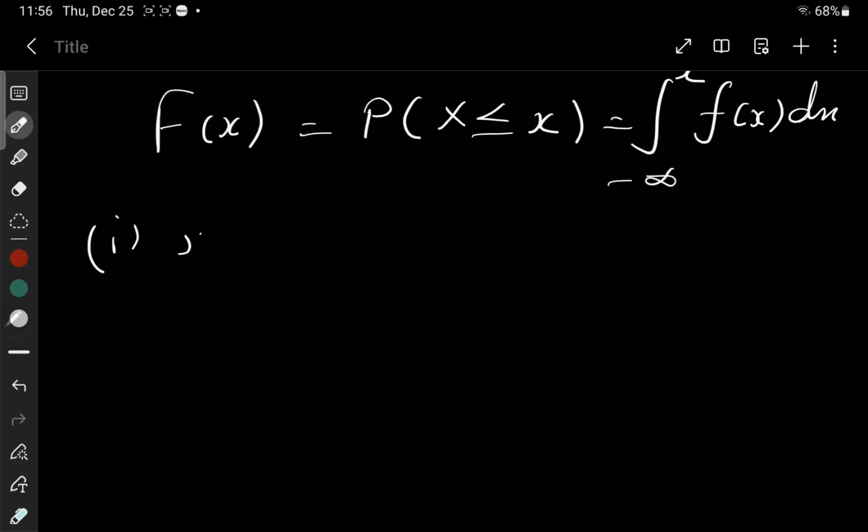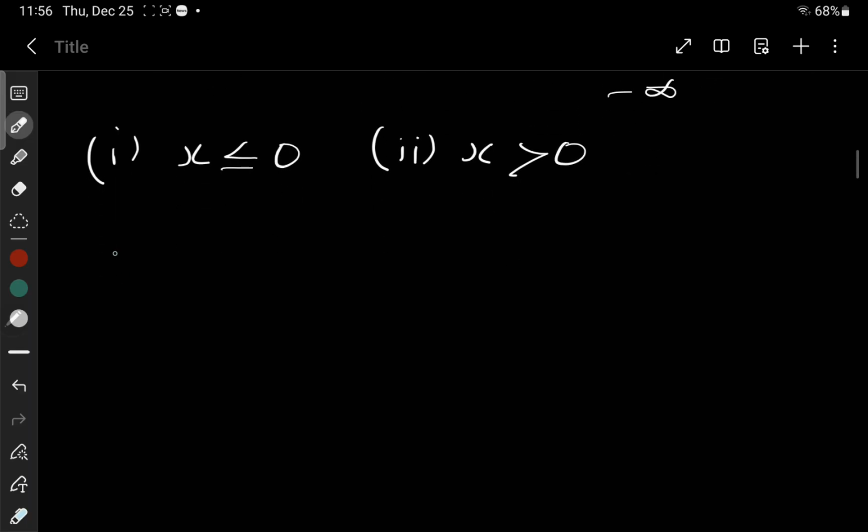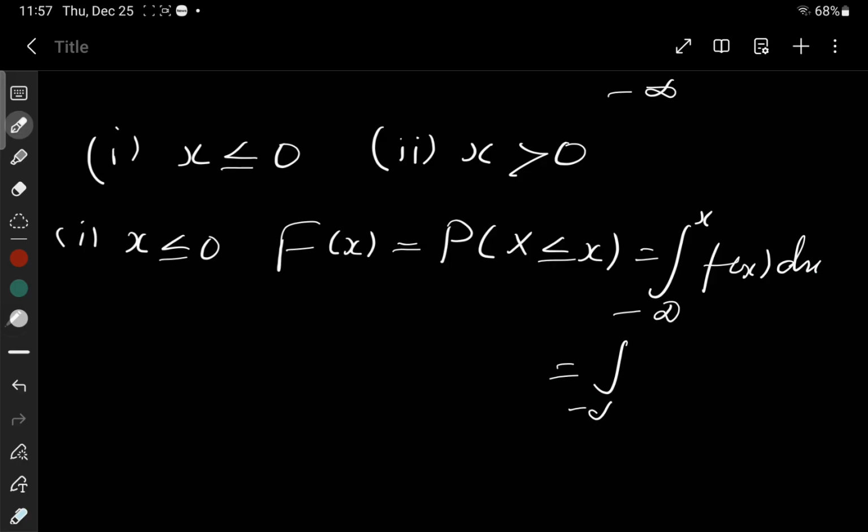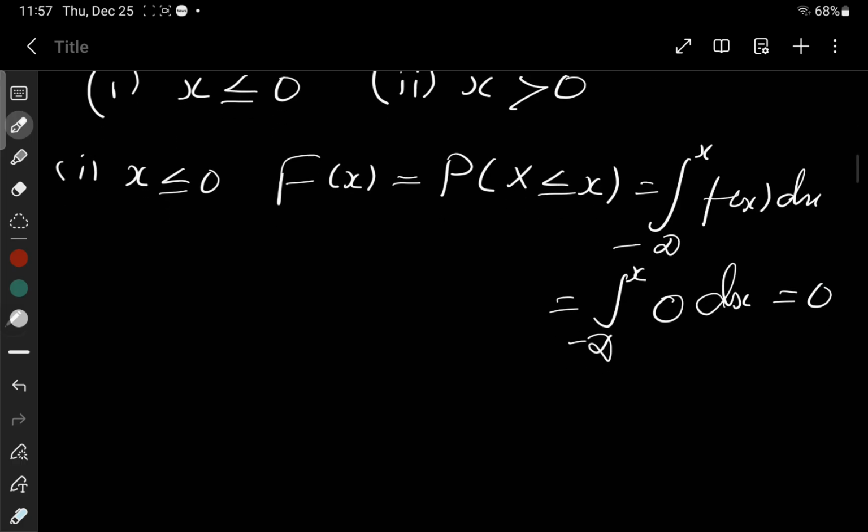First case for x less than or equal to 0, second case for x greater than 0. So for the first case, x less than or equal to 0, capital F of x is P of X less than or equal to x, which is the integral from minus infinity to x of f of x dx. In this case the function is 0 from minus infinity to x. For x less than 0, no function here, so that is equal to 0.